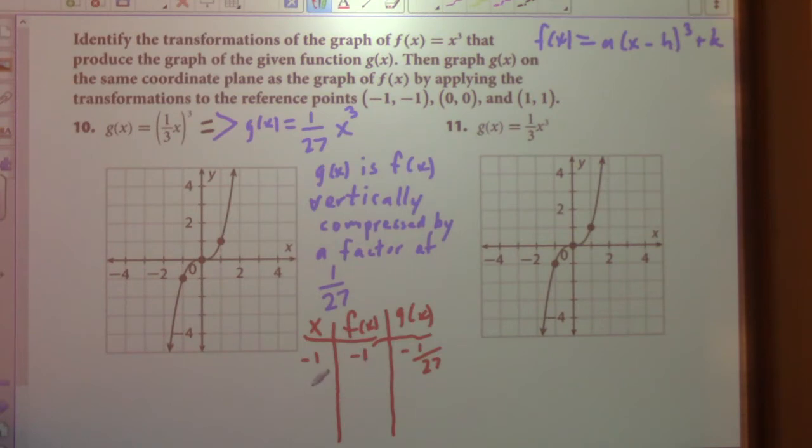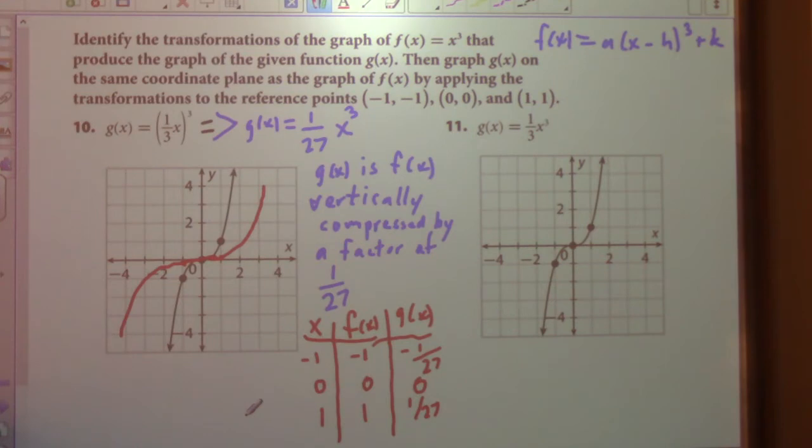Okay, and then if we plug in 0, for f of x we have 0, 0, right? And what's 1/27th of 0? 0, right? And then the last one we have is 1, 1. And we compress that by 1/27th. So we're taking these reference points and putting them right up here. And we should get a very vertically smashed thing like this, right? Did anybody graph that in the calculator? You should see something like that.